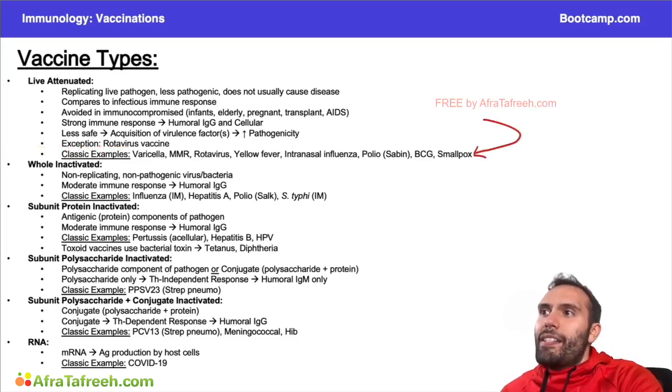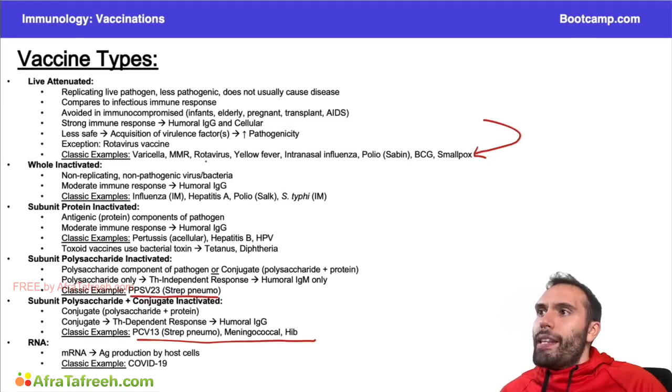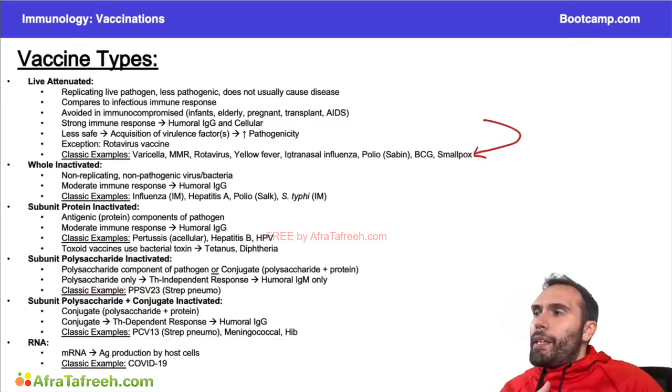So if I'm trying to memorize these, I try not to start here memorizing all of these. I'll start with something like my subunit, polysaccharide, conjugated, and activated, and just know, okay, these are the big three here. This is the big polysaccharide, etc. Then anything that doesn't fall in these smaller example buckets, you'll know is probably going to be in the live attenuated.